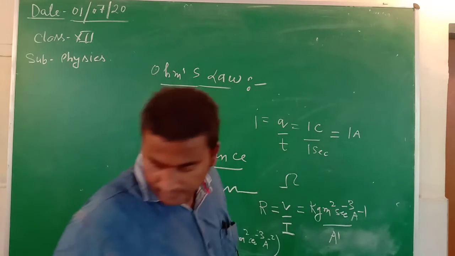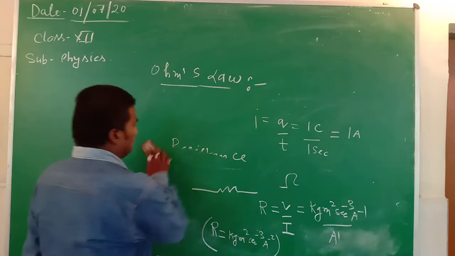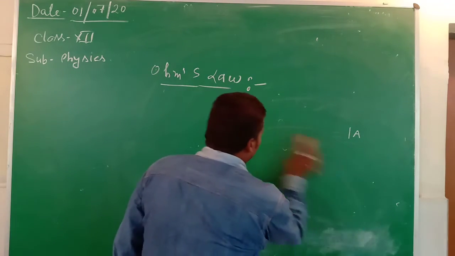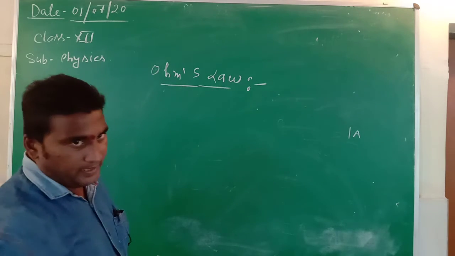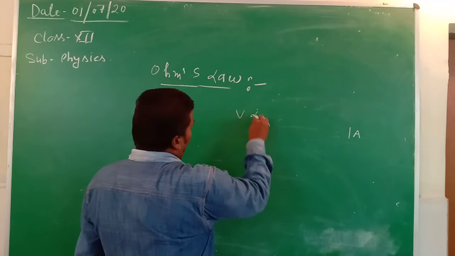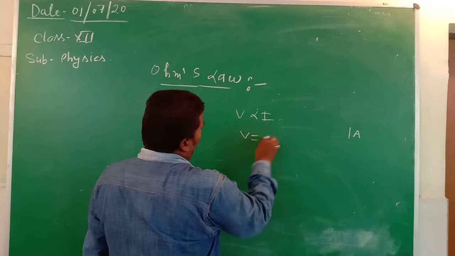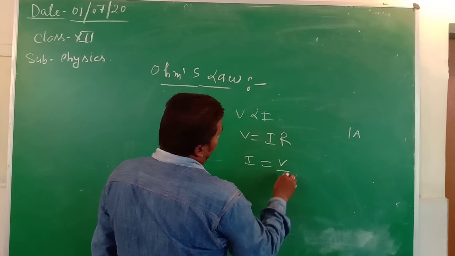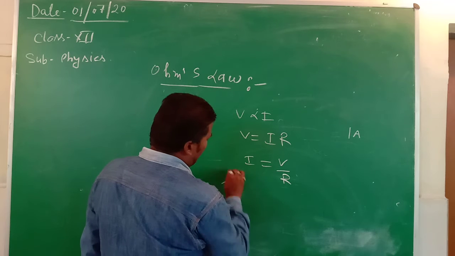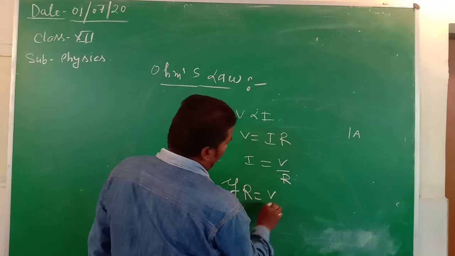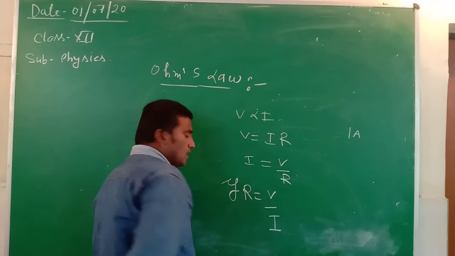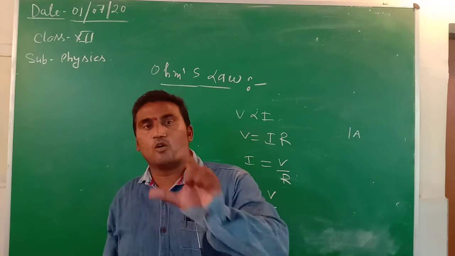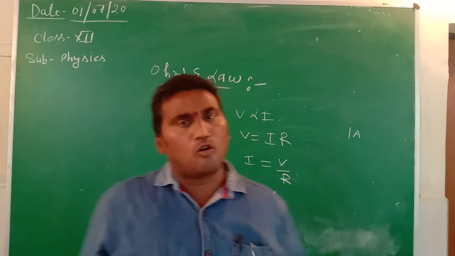It can be easily written in the mathematical relation: V is directly proportional to I, V = IR, and I = V/R. In terms of resistance, R = V/I. Now Ohm's law is explained with two types of graph: one is the ohmic graph and the other is the non-ohmic graph.